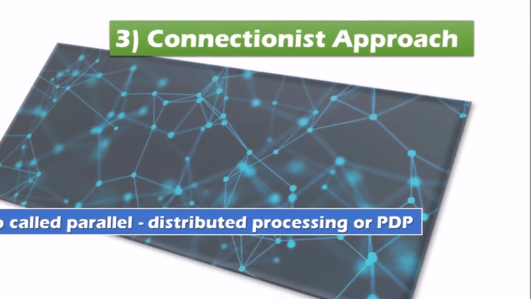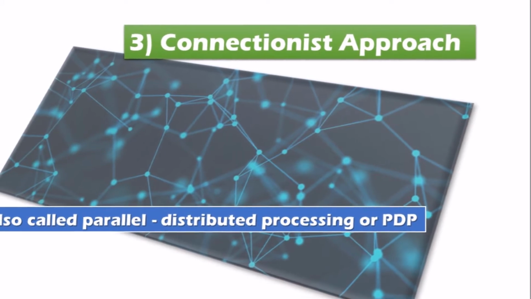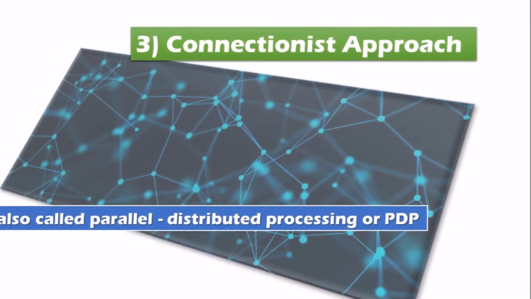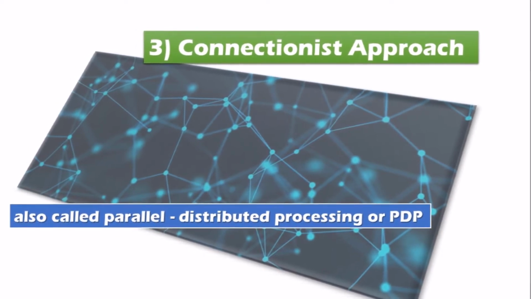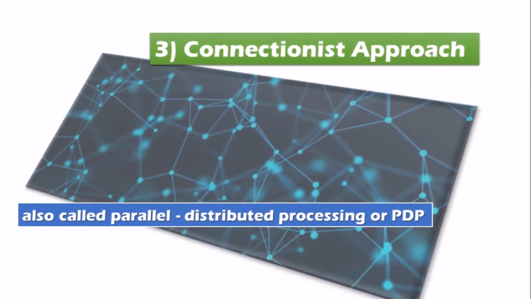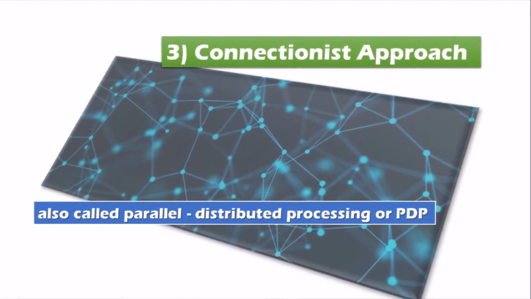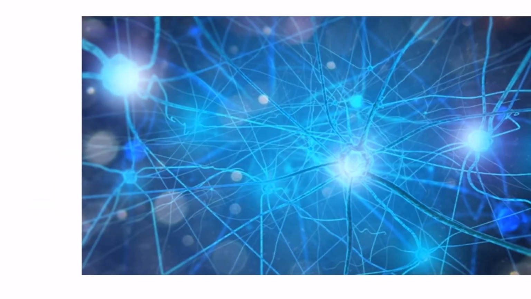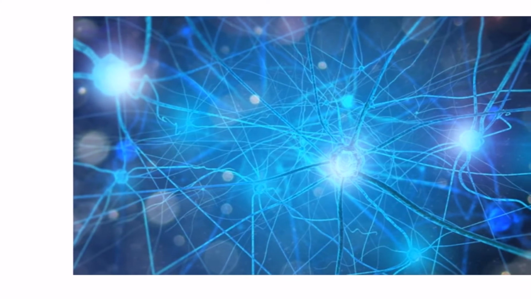3. Connectionist approach. Connectionism is a framework that is an alternative to the information processing approach, and began in the early 1980s. It is also called parallel distributed processing, or PDP. The name is derived from models depicting cognition as a network of connections among simple processing units. Connectionist models are sometimes called neural networks because these units are sometimes compared to neurons.